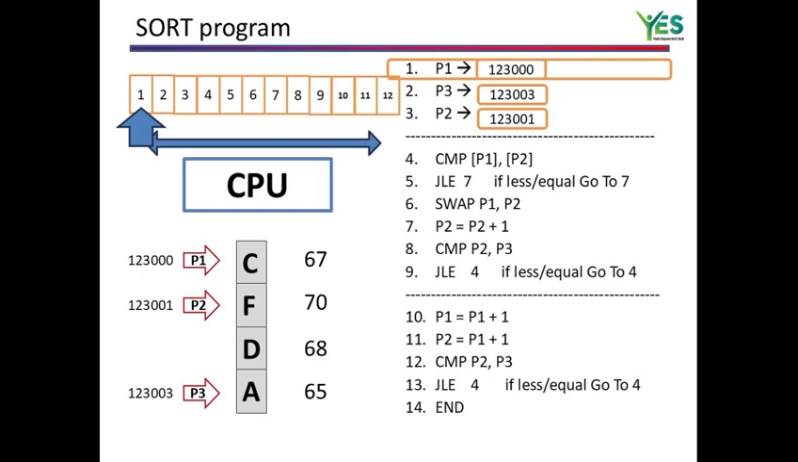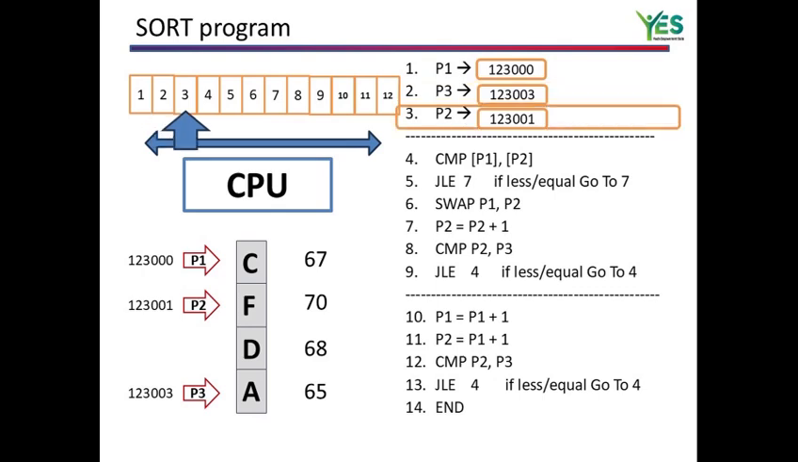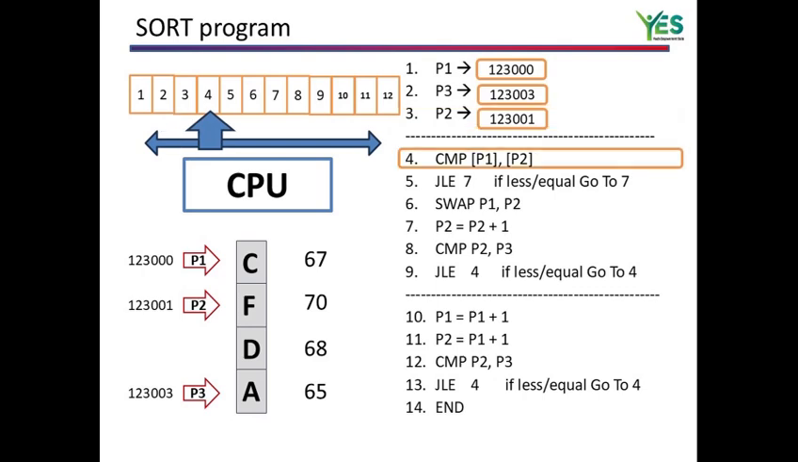Let's start with the first statement that sets pointer P1 equal to 123,000, because we assumed that that's the RAM. P3 points to the position of the last element of the table, that is 123,003. P2 points to the second character, to be compared with the first. The CMP statement compares the contents of the byte pointed to by P1 with the contents of the byte pointed to by P2. The computer only knows bits, and thanks to the ASCII standard it can determine that C is less than F, because 67 is less than 70.